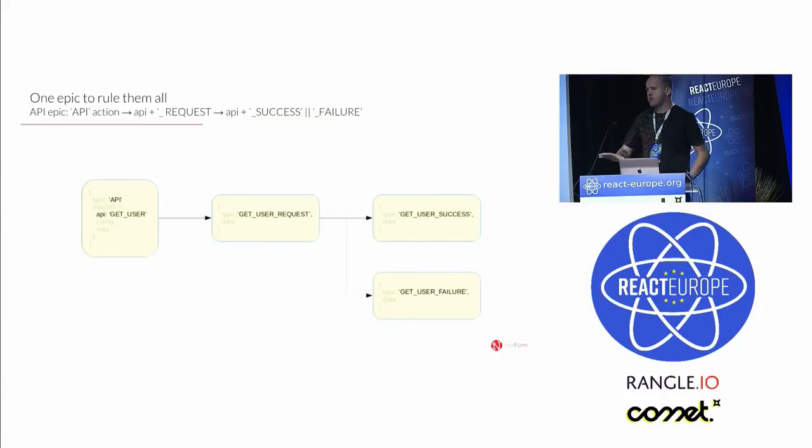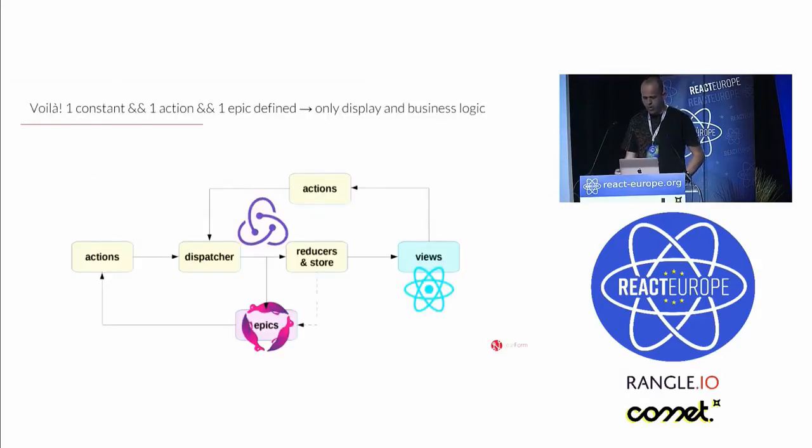So all the normal reducers you'll be writing, you can still write them. They still look exactly the same. But now we just have that single API type, and every other type gets auto-created by the epic. So one constant's all you have to define. If we go back to our graph, we have one constant, one action type defined, and one epic. And that's it. The rest of Redux is now just reducers.